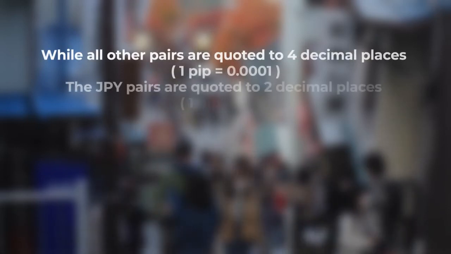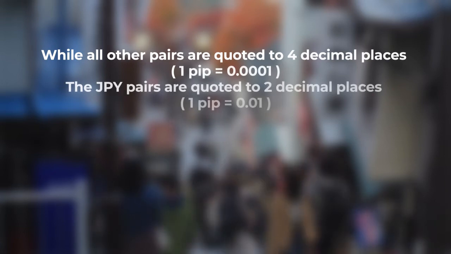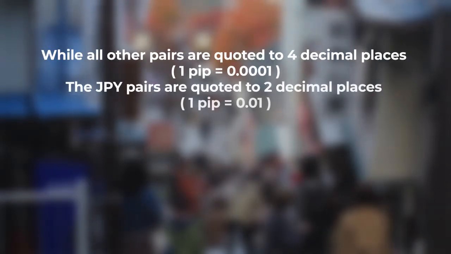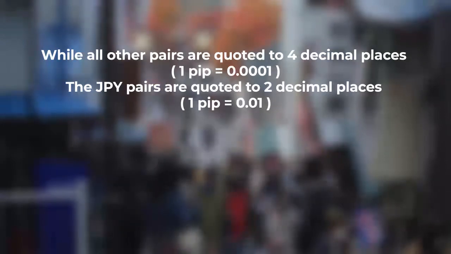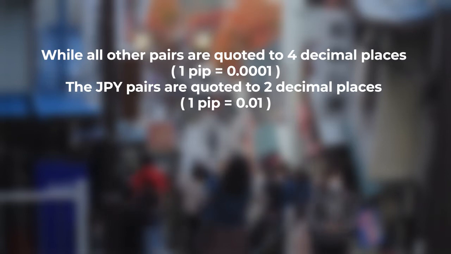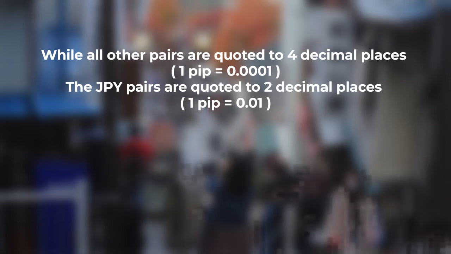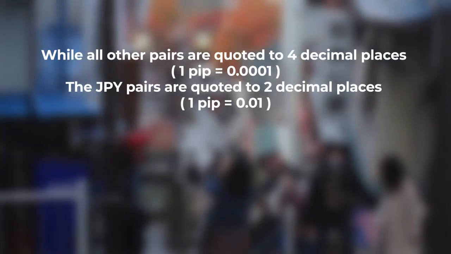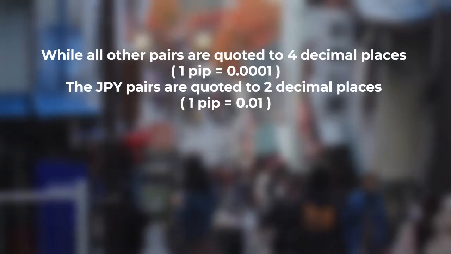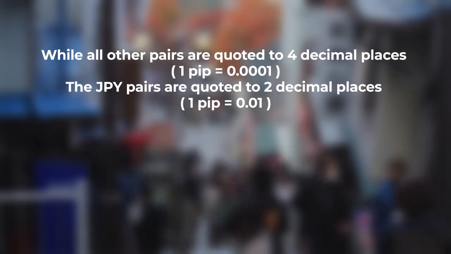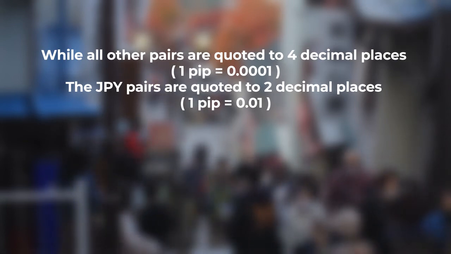Understand that all currency pairs except the ones with the Japanese yen are always quoted to 4 decimal places, okay? So 1 pip is 0.0001. But anytime you've got a Japanese yen in the pair, like dollar yen, pound yen, anything with the yen, the pairs are always quoted to 2 decimal places. When you're on a yen pair, 1 pip is on the 2nd decimal place.